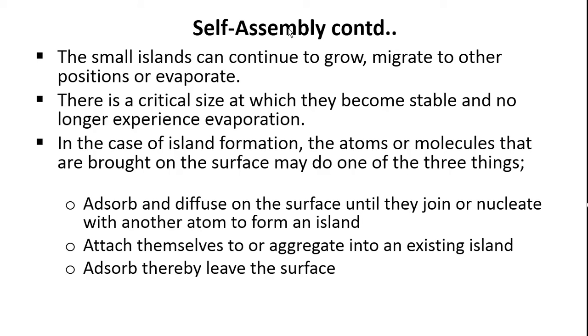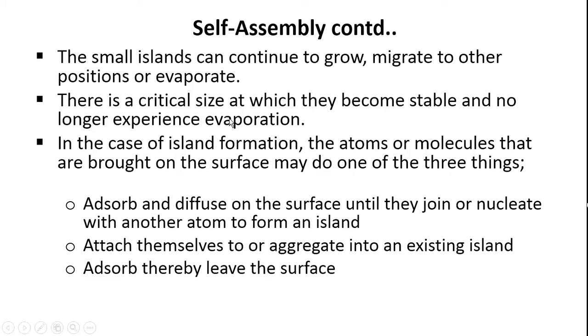Whenever this process is taking place, it is due to chemical reduction techniques, and these chemical reduction techniques may evolve a layer-by-layer growth of the system or a cluster formation of islands. So this layer-by-layer growth of the system causes it to continue to grow, or it may migrate to some other position on the same wafer surface, or it can evaporate.